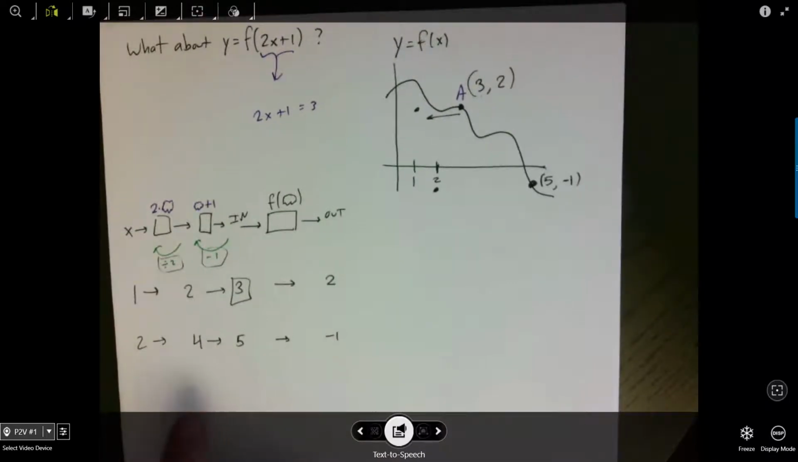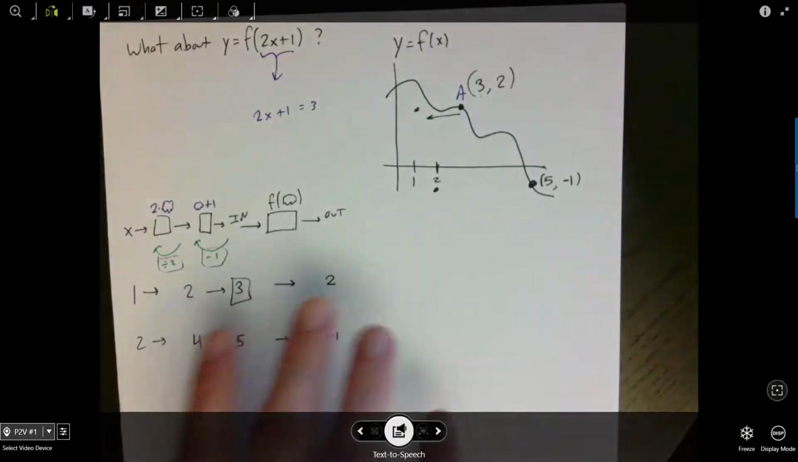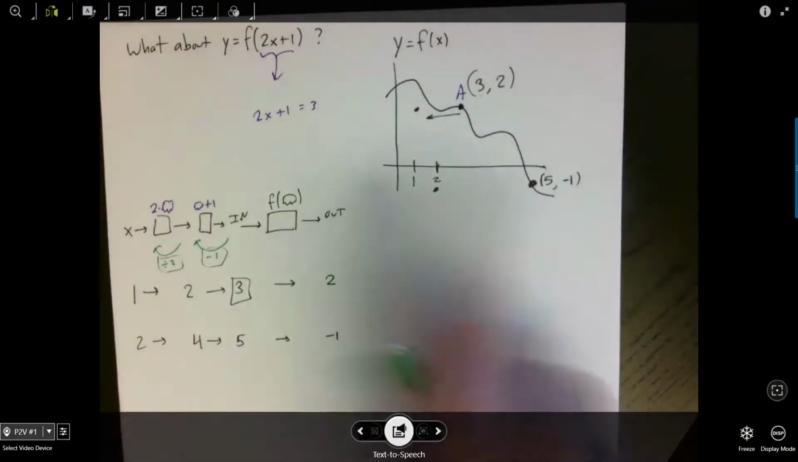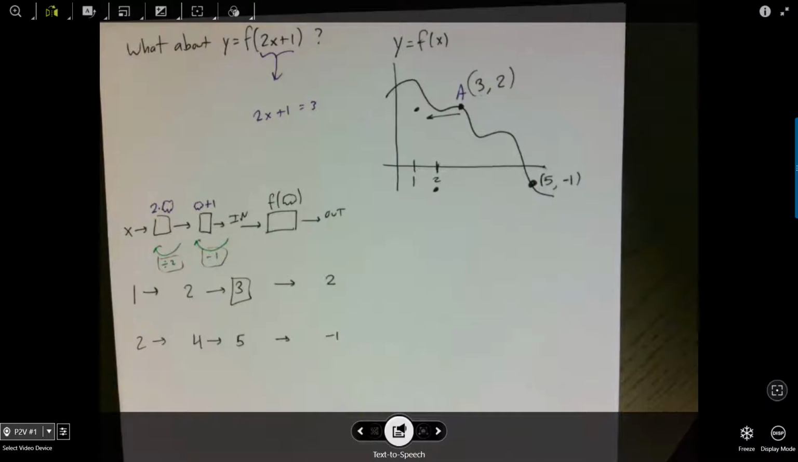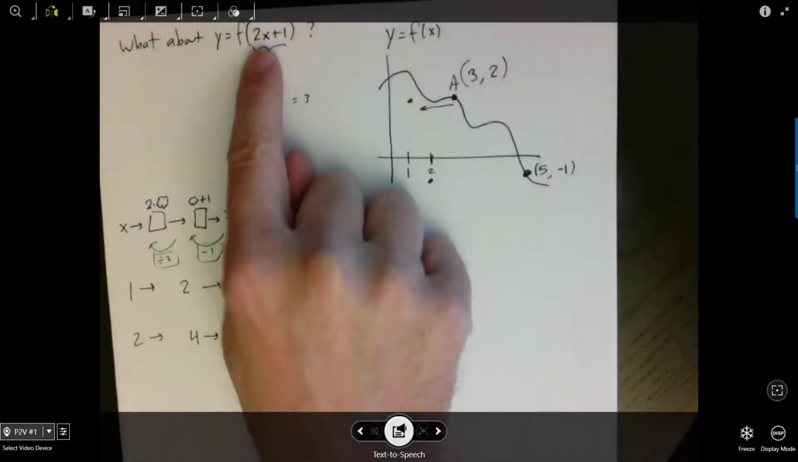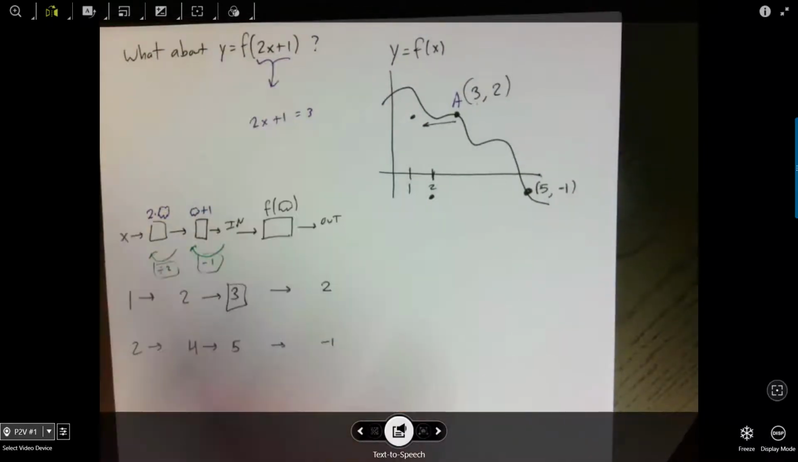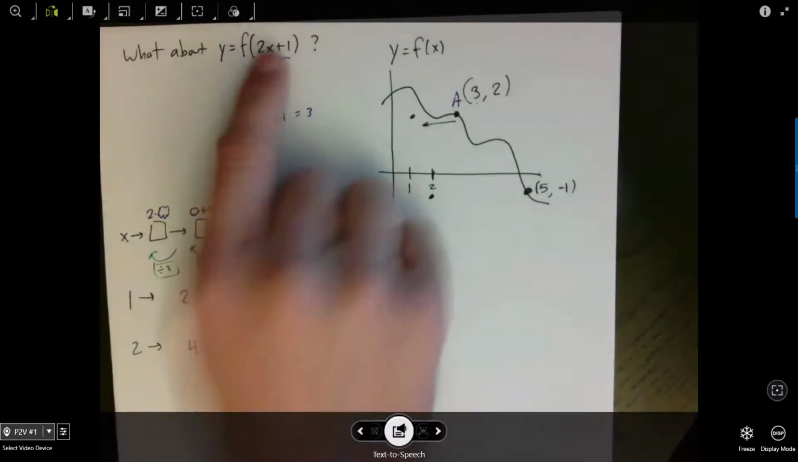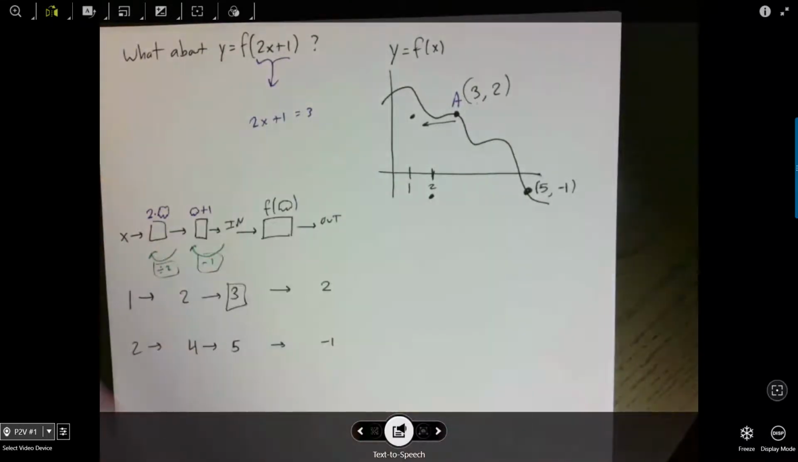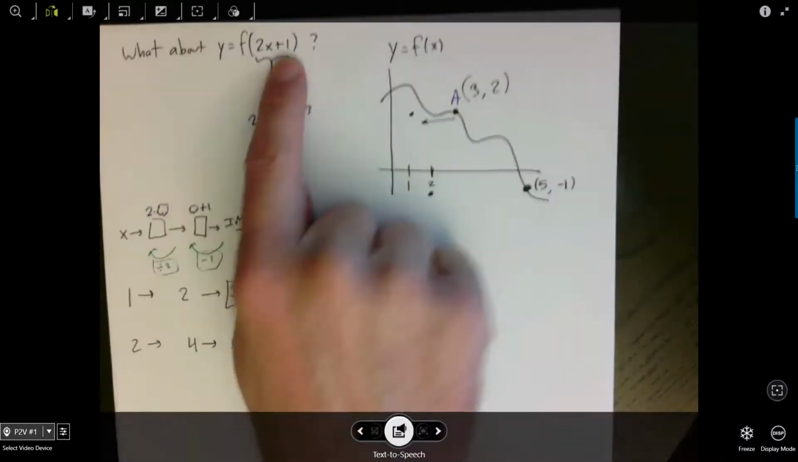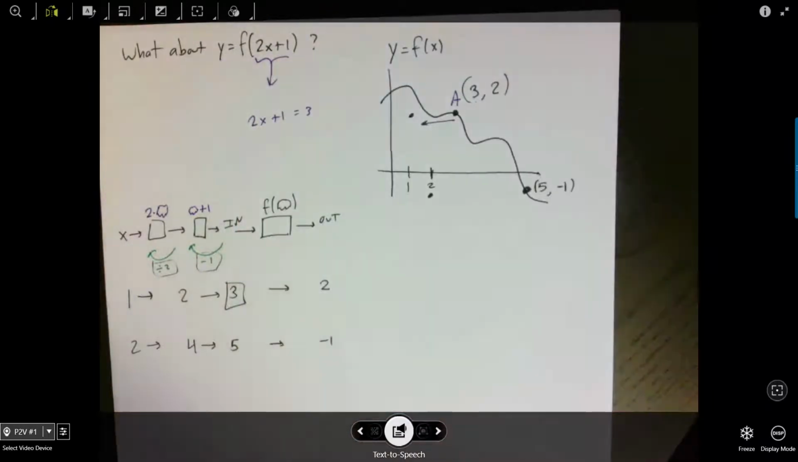So that's the process that you can use no matter what you're doing to figure out where these points have to end up when you transform them. And it also explains why the horizontal transformations are backwards from what you'd expect. The multiplication by 2 is actually a contraction, not an expansion. The plus 1 is actually a shift left, not a shift right.